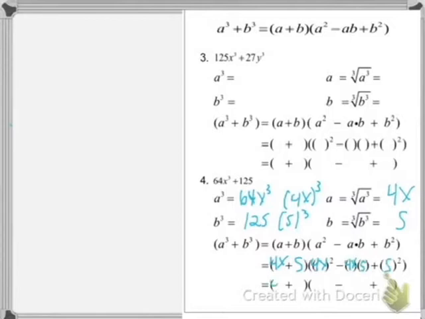We're going to simplify it. 4x plus 5, 4x squared, 4 squared is 16, x squared, minus 4x and 5, 20x, and 5 squared is 25, and that is your answer. We're going to move on to some practice problems to apply what I have just taught you.